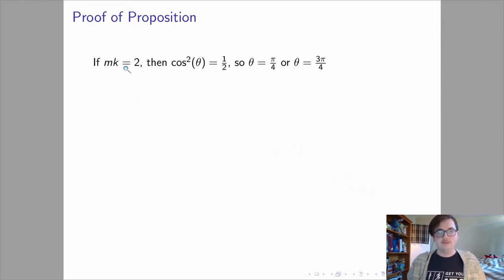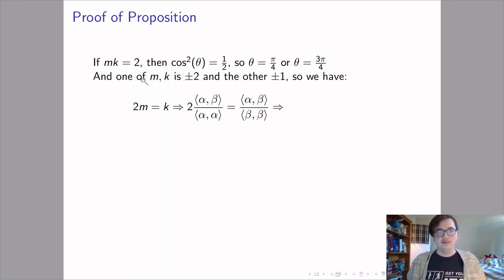Okay, and similarly for mk equals 2, cosine squared theta equals half, so theta equals pi over 4, or theta equals 3 pi over 4. And here again, one of m, k is plus or minus 2, and the other is plus or minus 1, and again we have a matching with the sign.